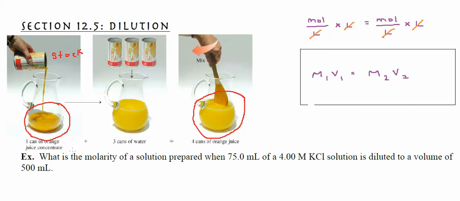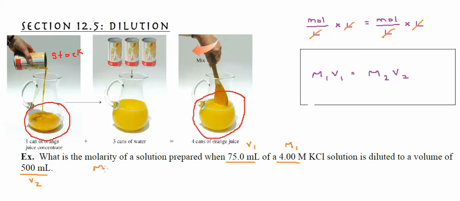What I'm going to do now is work through this example problem with you. It says, what is the molarity of a solution prepared when 75 mL of a 4.00 molar solution is diluted to a volume of 500 mL? So what this tells me is that 75.0 milliliters is the volume of my concentrated solution, so that's my V1. 4.00 is the molarity of my concentrated solution because it hasn't been diluted, so that would be my M1. And finally, 500 milliliters would be my V2 because that's the volume of my dilute solution.